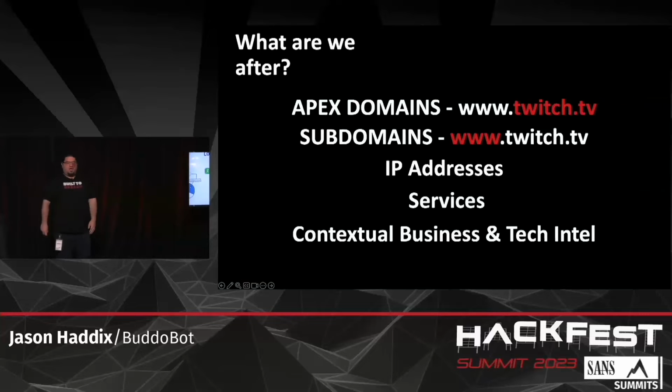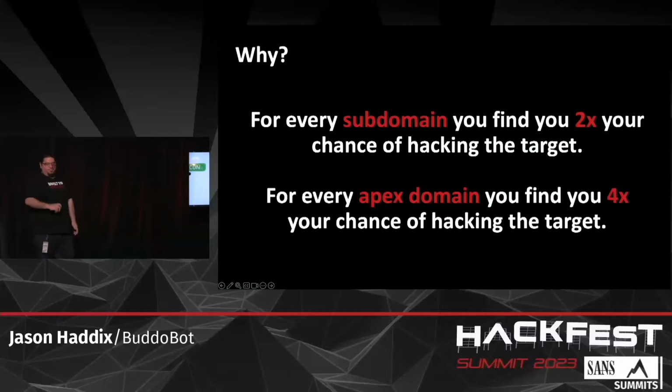All right, so let's talk about what we're after. When I'm an adversary, a bug bounty hunter, or a pen tester on a wide scope engagement, which I guess technically makes me a red teamer, definitions vary, I am after apex domains, subdomains, IP addresses, services, and contextual business and tech intel. These are the things I want to gather about my target. So here you can see twitch.tv is our apex domain. Our subdomain is www. And then obviously you guys know what IP addresses and services are.